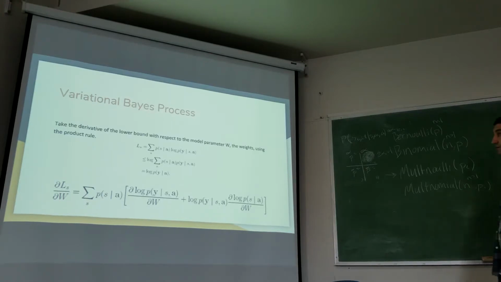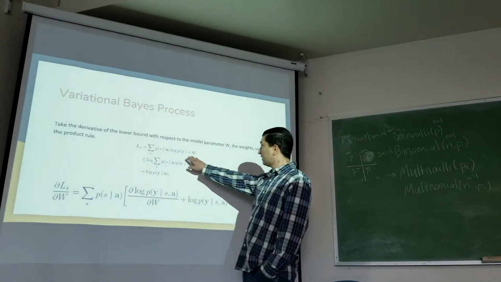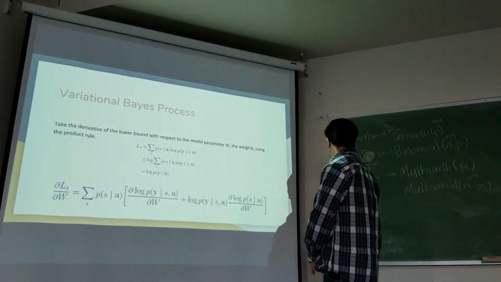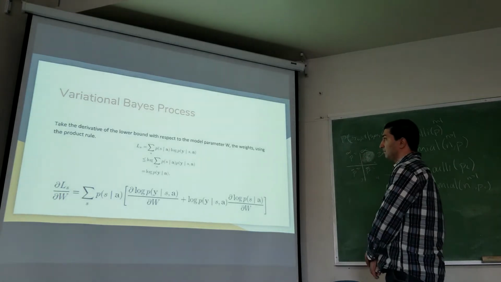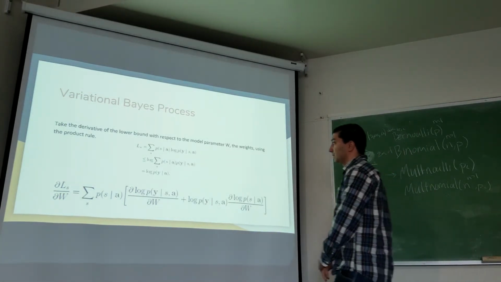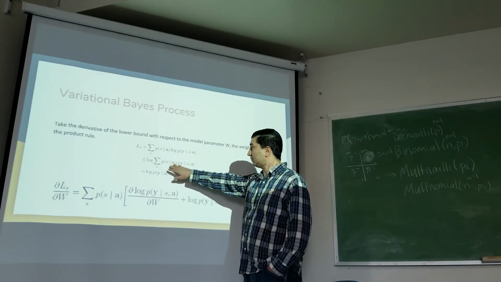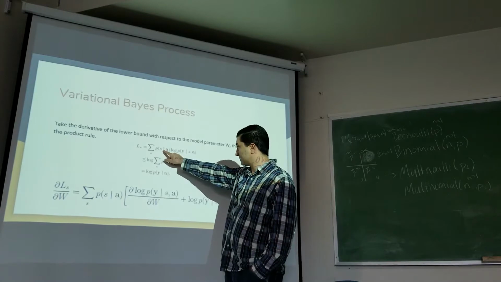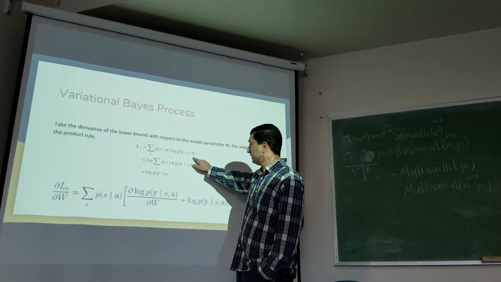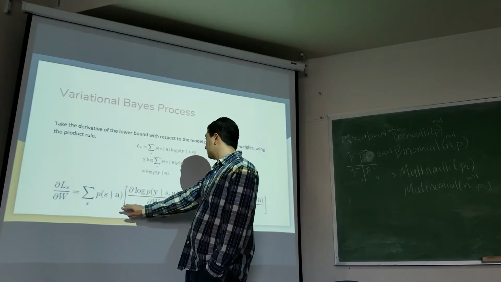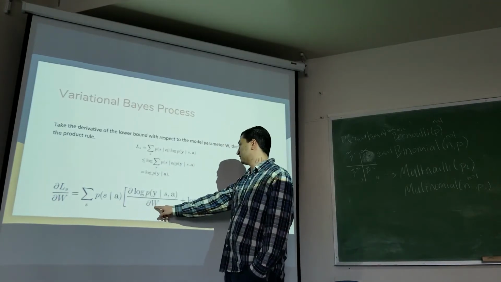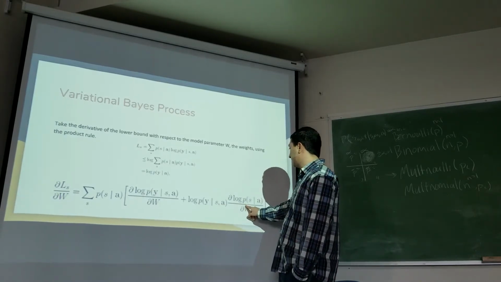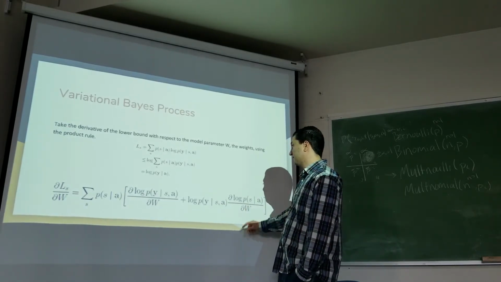So the first thing we're going to do is take the derivative of the lower bound with respect to our model parameter W, the weights. Remember, that's the alpha here. And we're going to do this using the product rule. So here we have U, and we're doing the maximization of this, the ELBO. We have U, and then we have V. So we have U times the derivative of V with respect to W, and then we add that to V times the derivative of U with respect to W.